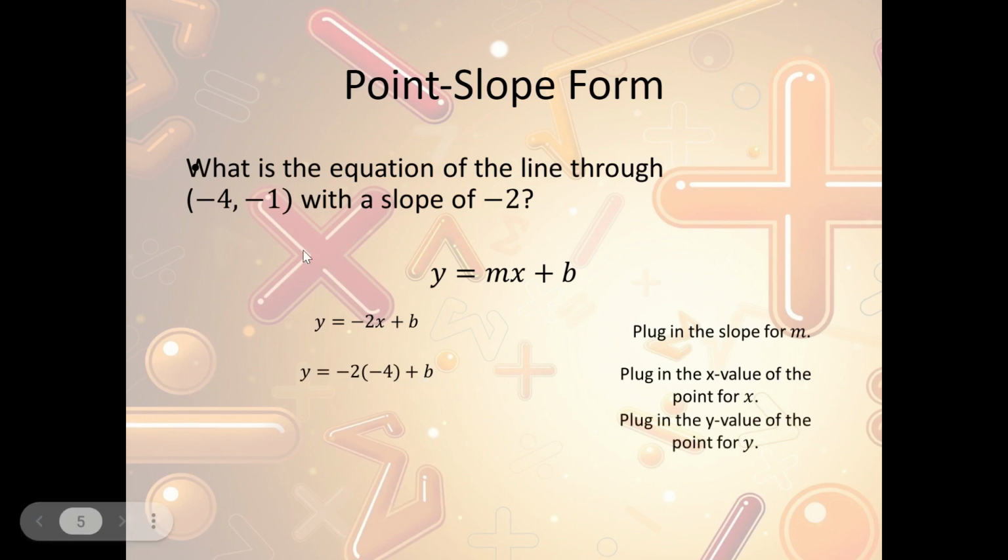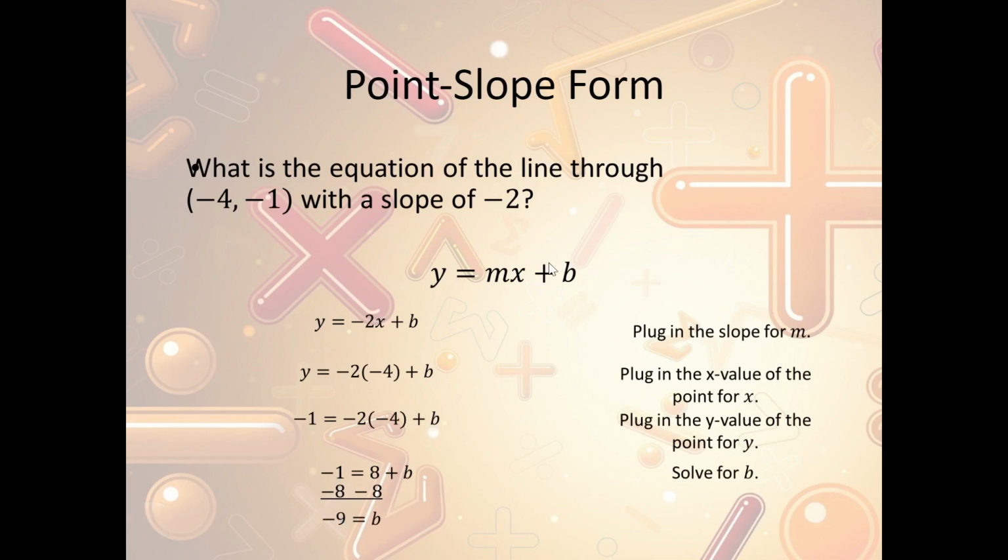Then we plug in our y value. Our y value is -1, and that goes in for y. So this is -1 = -2 times -4 plus b. Now we just solve for b. Well, -2 times -4 is +8. So that's -1 is equal to 8 plus b. We're going to get rid of this 8 by subtracting, so we subtract 8 from both sides. And we get -1 minus 8 is -9. That's equal to b. Now we plug this back into our y = mx + b form. y = -2x, and then our b is -9, so it's -9.